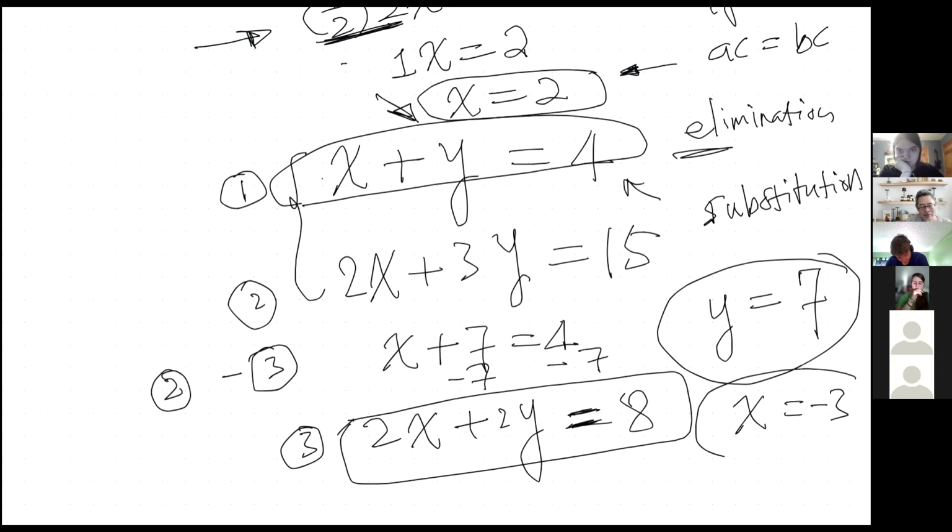We start with two variables. We made some change and we got rid of one variable. Then we got a one-variable linear equation. Then we solve that and find the value of one variable. Then we plug it into the original equations. Then we find the other variable. Good?